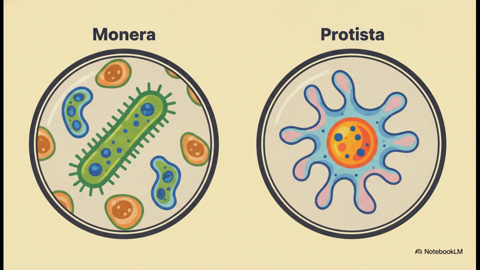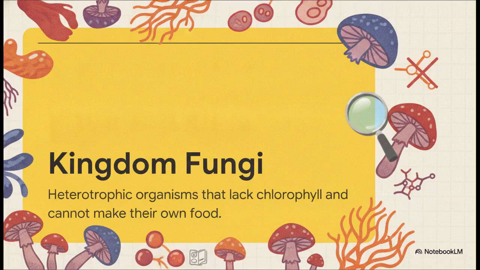Monera, like bacteria, completely lack a well-organized nucleus, but Protista, like the amoeba, step it up a notch and feature a highly organized nucleus. Make a mental note of this massive distinction, for sure. Then we have Kingdom Fungi.